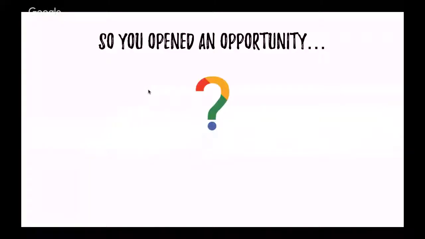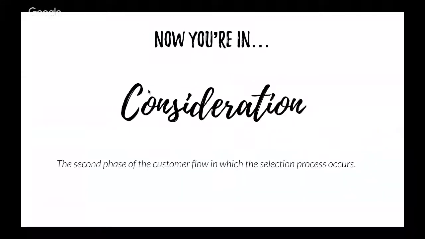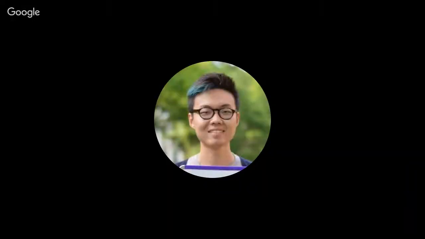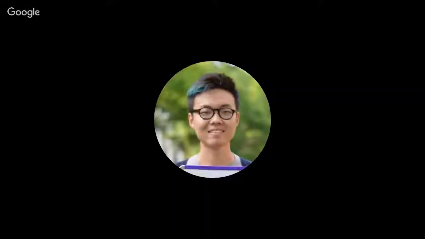So you open that opportunity. Now what do you have to do? Well, you're in the consideration phase of the customer flow, which if you were at Rocks, you would know. This is the second phase, where the company goes through the selection process for their EPs. And step one is actually setting what the selection is done during the final meeting.